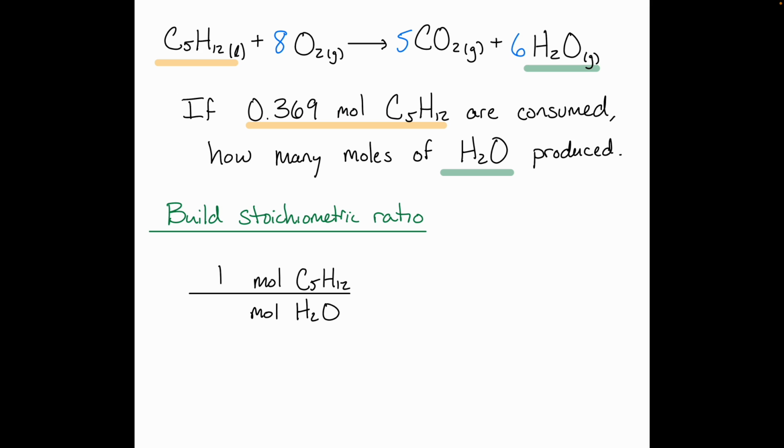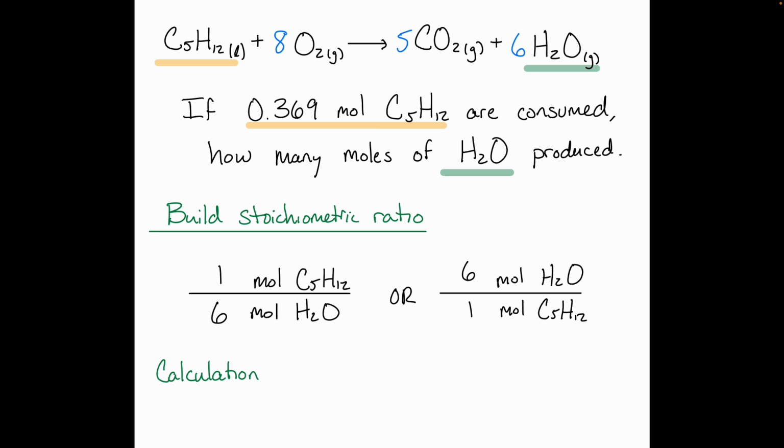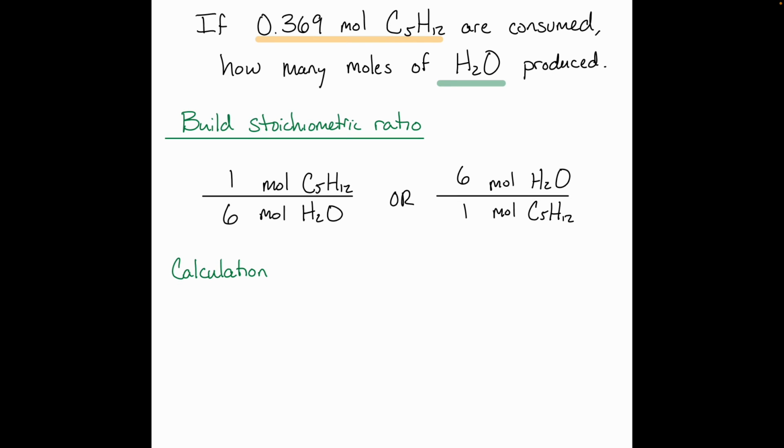So that's a 1:6 ratio. And again, I can always take that or flip it upside down. All right, and then we're going to move on to the calculation step. I'm going to start with my quantity that's given. And here is where keeping track of who you're talking about is going to be really helpful. I don't just want to say moles, I want to say moles of C5H12. We got a lot of compounds floating around here.